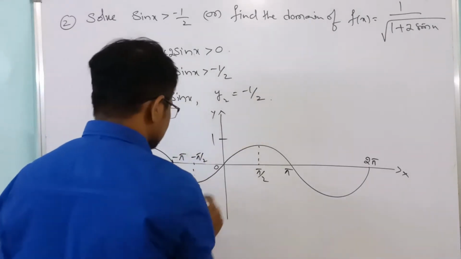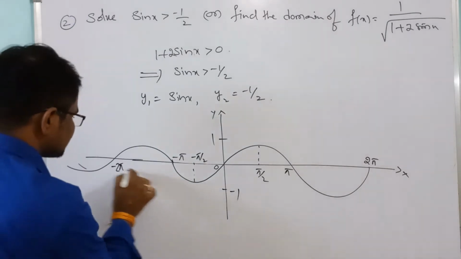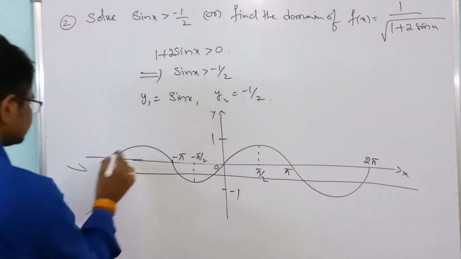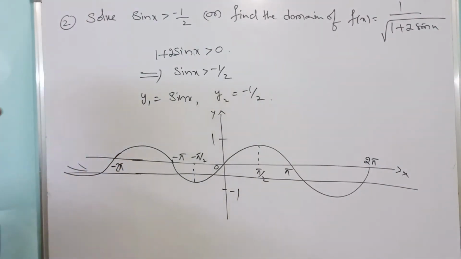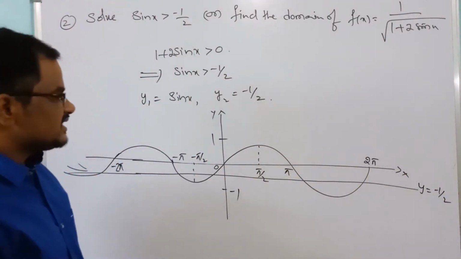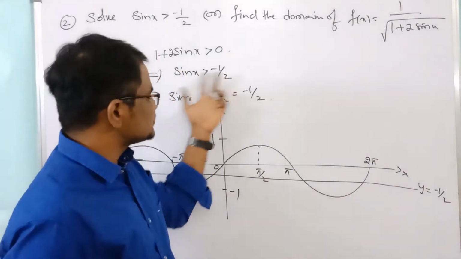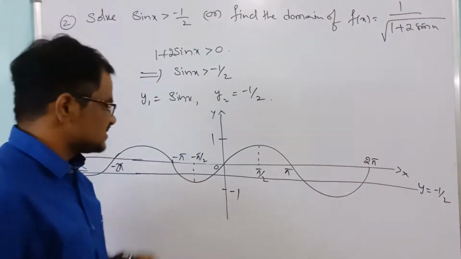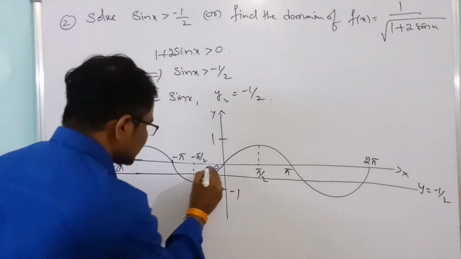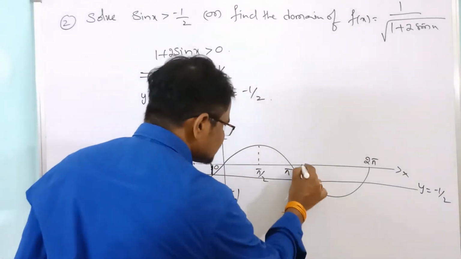So here this is 1 and this is minus 1. So y2 equal to minus 1 by 2. Minus 1 by 2 means like this you will get. This is minus 1 by 2. Like this you will get. So this is y equal to minus 1 by 2. So it is intersecting the graph many times. This one and this one intersect at many points. But we have to take one interval. For that, once you observe, here these two are intersecting and here also these two are intersecting, right?